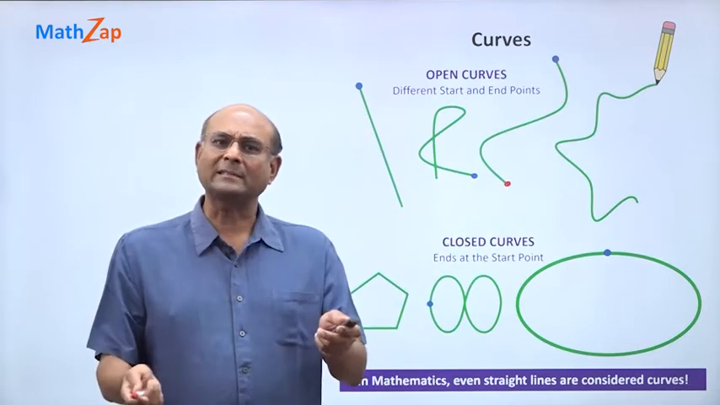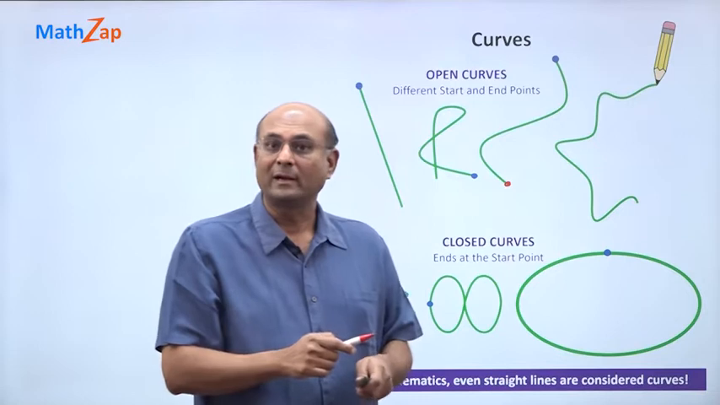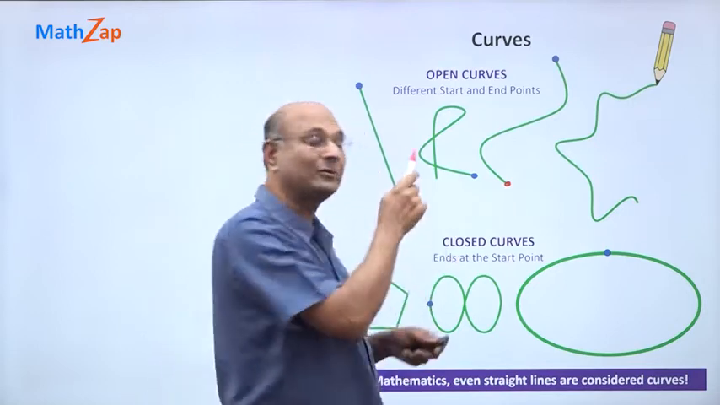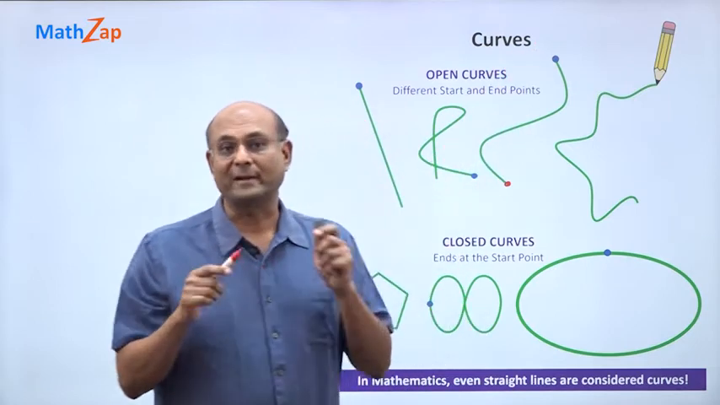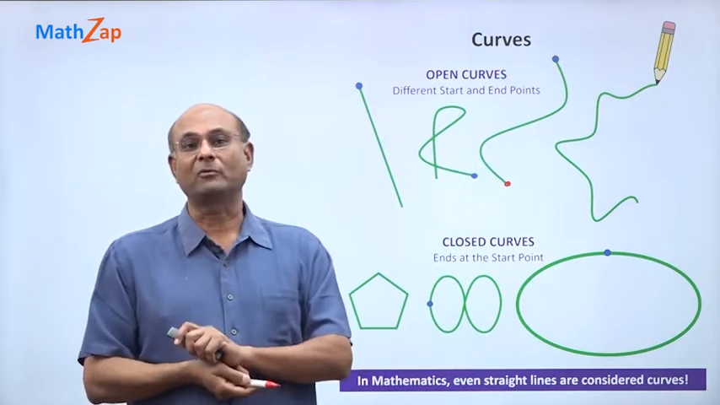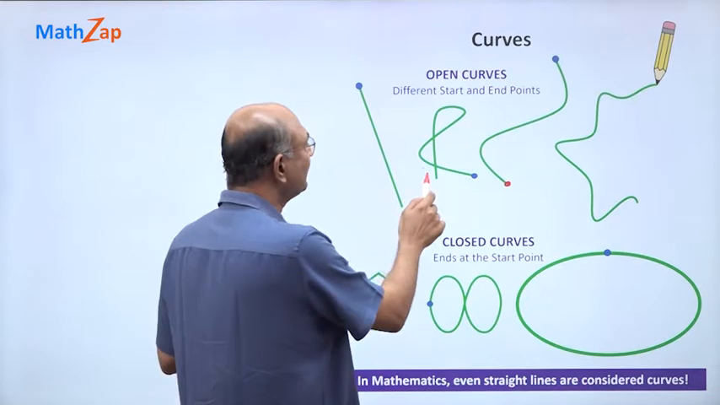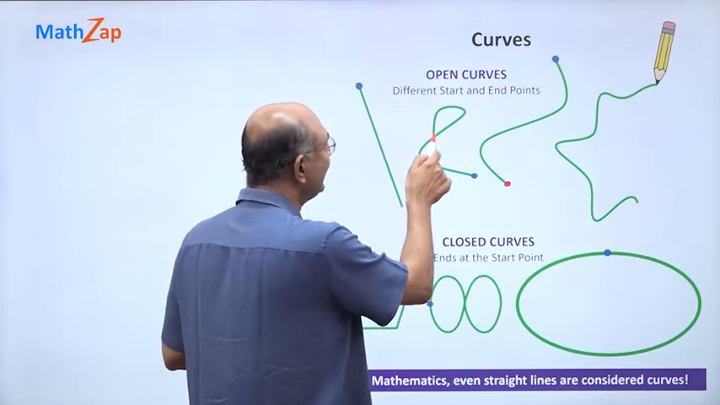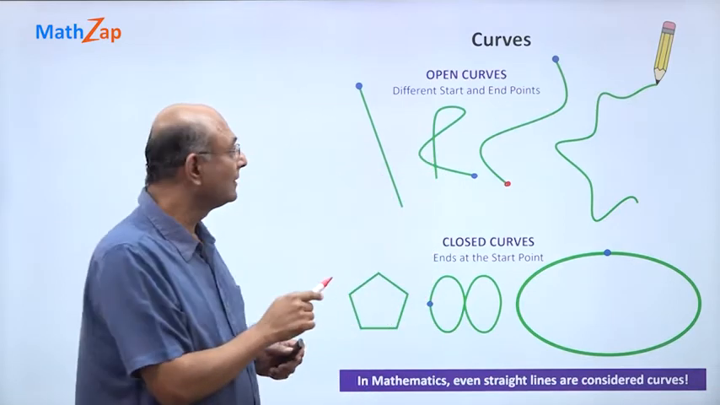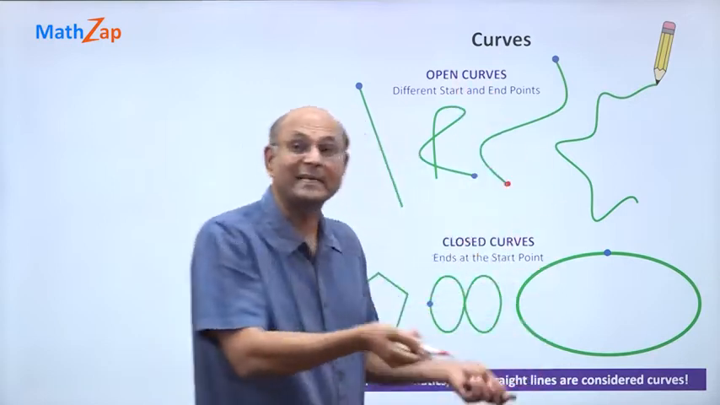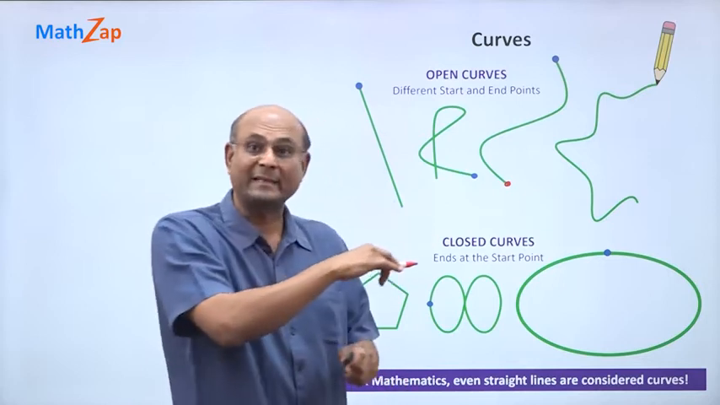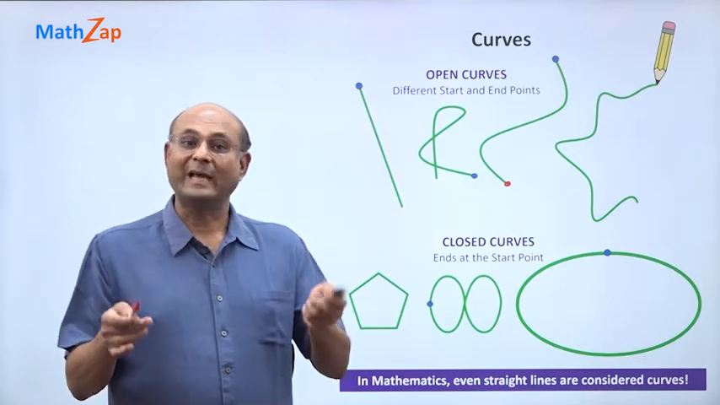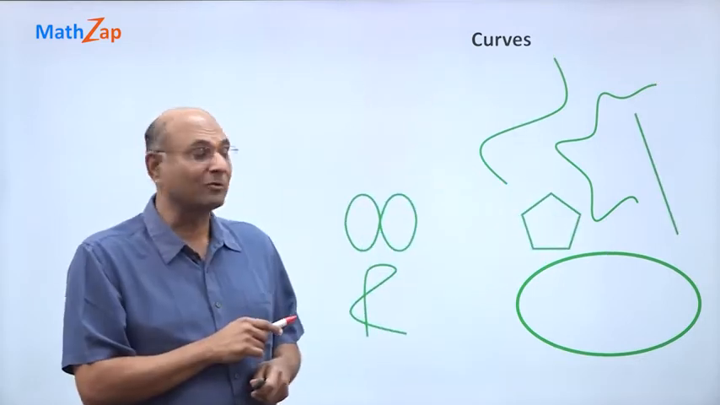So you can categorize curves as open or closed depending on whether they are coming back to the starting point or the starting and ending points are different. But there's another way to think about curves. You can also look at the fact that this curve is intersecting itself. This curve is not intersecting itself. So we can categorize curves by whether they are intersecting themselves or not. That is the second way to think about curves.